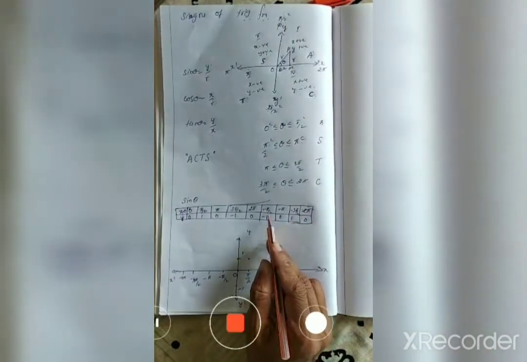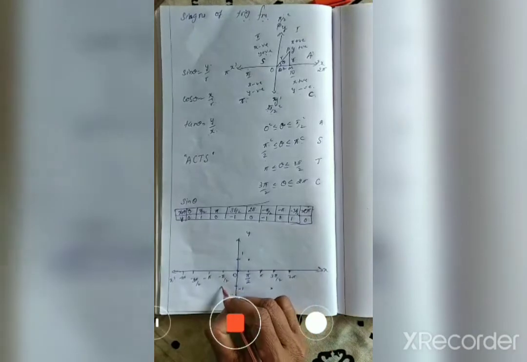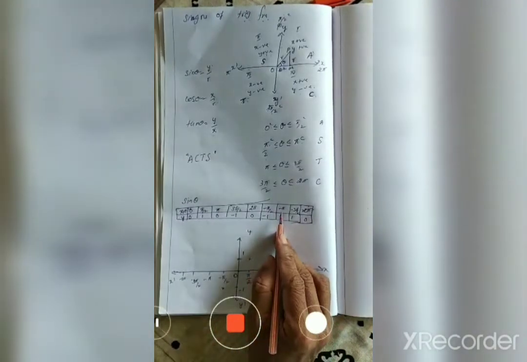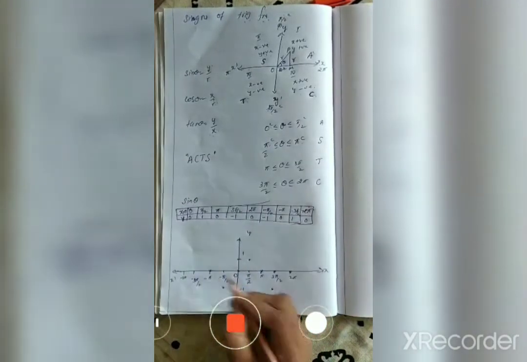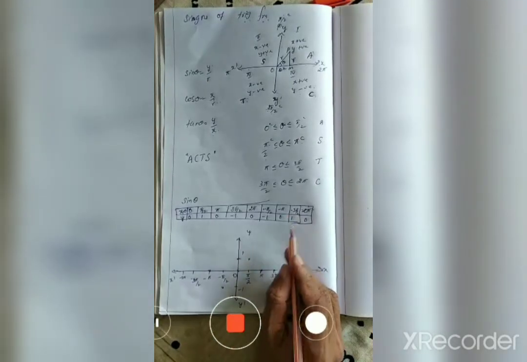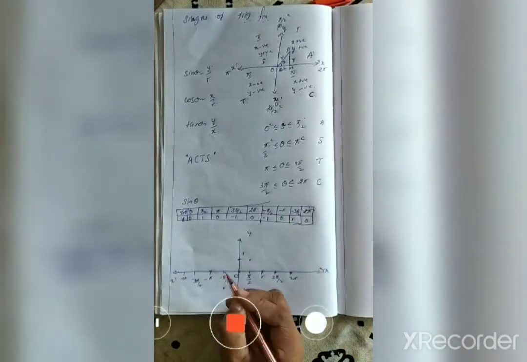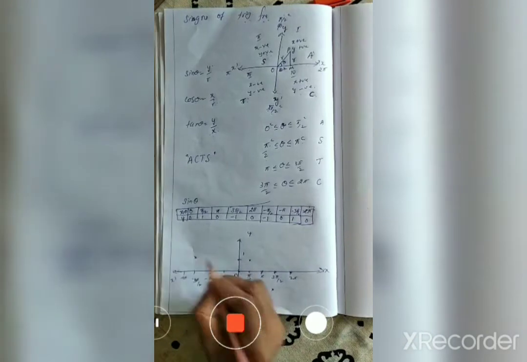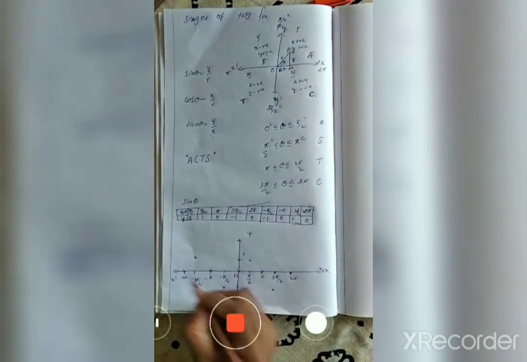Sine minus pi by 2 is minus 1. Sine minus pi is 0. Sine minus 3 pi by 2 is 1. Sine minus 2 pi is 0.